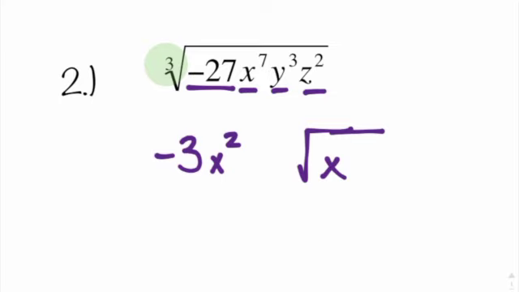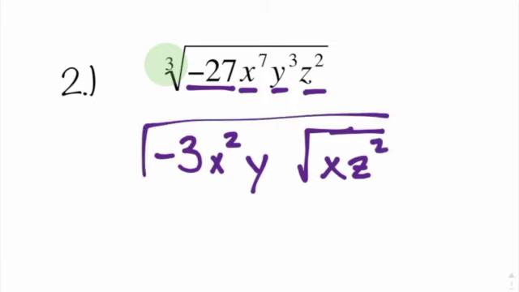Y's, because it's 3, how many groups of 3? Well, 1, and then there's no leftovers. Z, because Z doesn't even have 3, it can't even form a group to come out. So the z's don't even get to come out. So the two of them that are in there stay in there. And that would be simplifying a cube root.